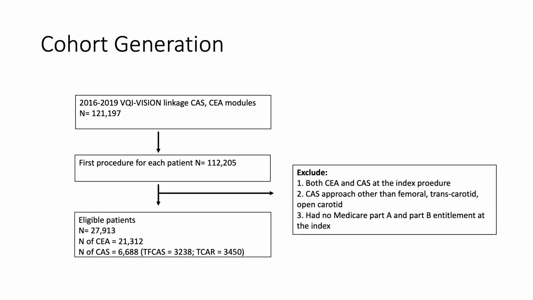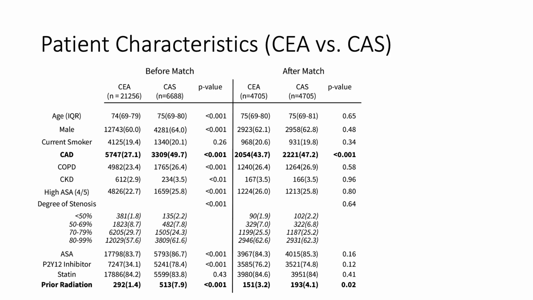So in the VISION VQI dataset, we identified over 100,000 patients undergoing CEA or CAS. After exclusion of patients as seen on the right, we identified over 20,000 patients who underwent CEA and nearly 7,000 patients who underwent CAS, with roughly equal distribution of transfemoral and transcarotid stenting. So on initial comparison of CEA and all CAS, we identified 4,705 patients in each cohort after propensity matching.